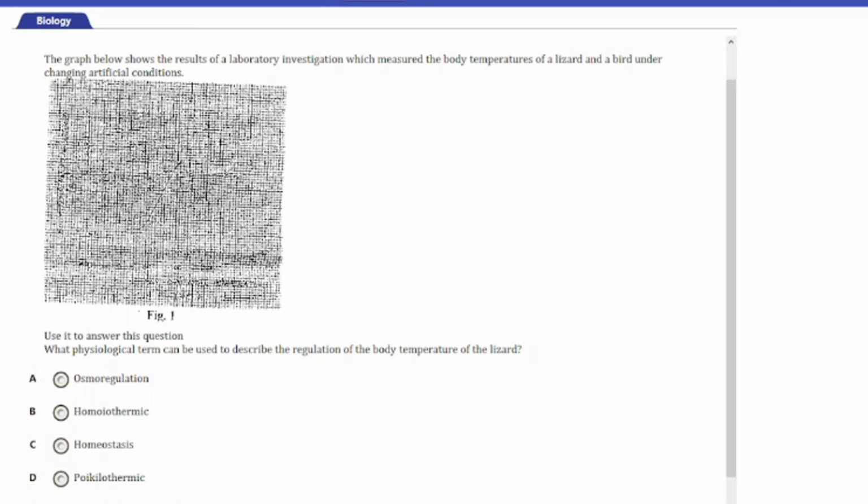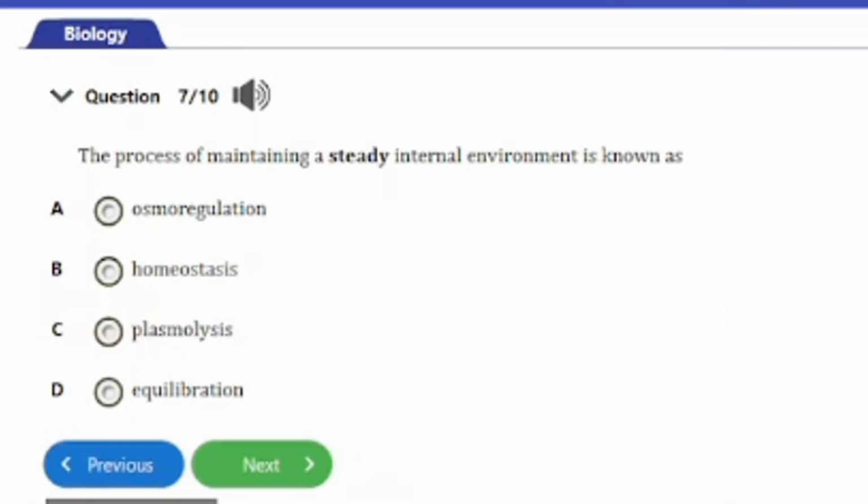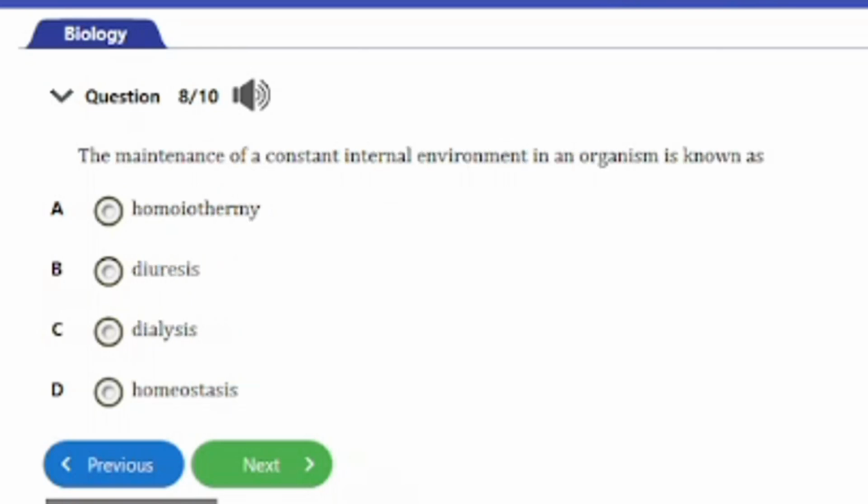So let's consider the next question. That's question number 7 here. The question says, the process of maintaining a steady internal environment is known as A. Osmoregulation, B. Homeostasis, C. Plasmolysis, D. Equilibration. So guys, the answer to this question here is option B, and that's homeostasis. So let's consider the next question, and that's question number 8 here.